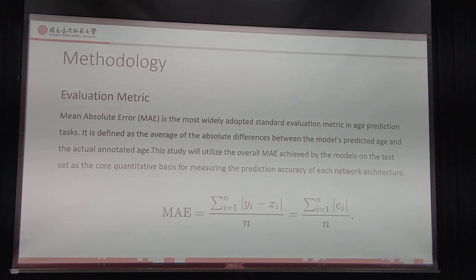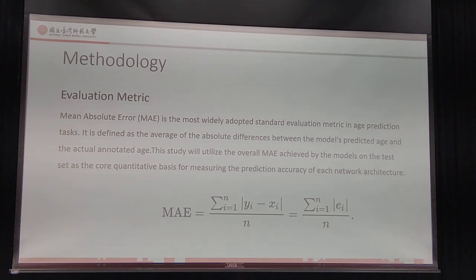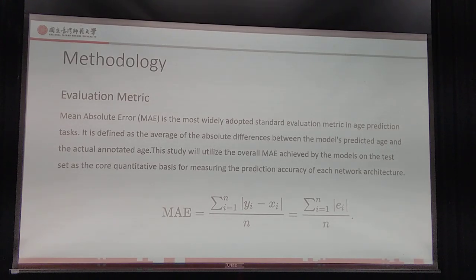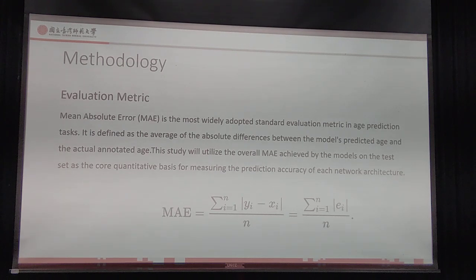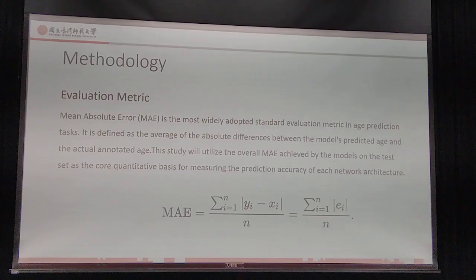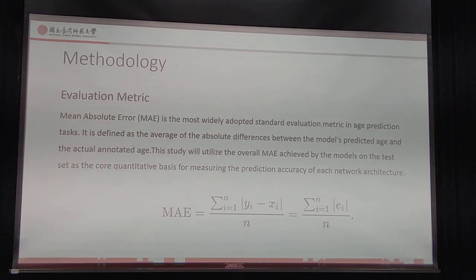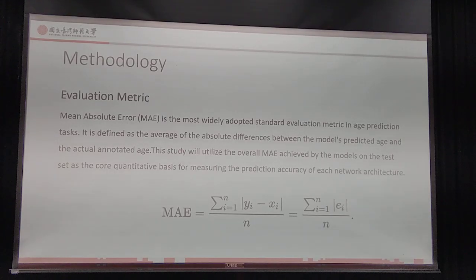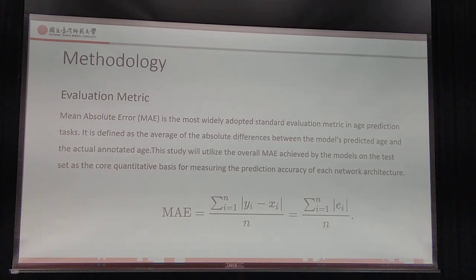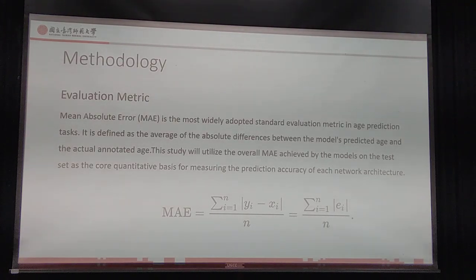Mean absolute error (MAE) is the most widely adopted standard evaluation metric in age prediction tasks. It is defined as the average of the absolute difference between the model's predicted age and the actual annotated age. This study will utilize the overall MAE achieved by the models on the test set as a core quantitative basis for measuring the prediction accuracy of each network architecture.